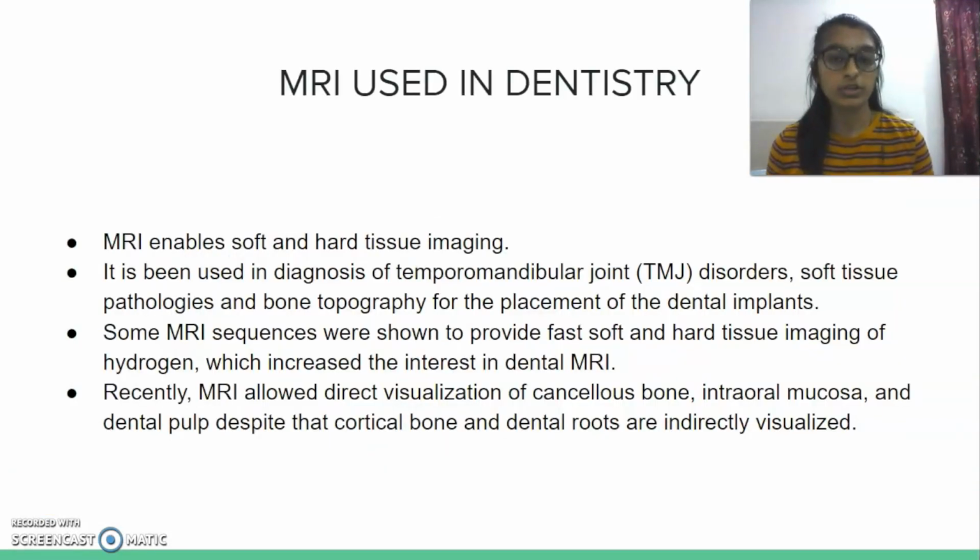I'm sure most of you didn't know that MRI is also used in dentistry. It is used to enable soft and hard tissue imaging. It is also used in diagnosing temporomandibular joint disorder, soft tissue pathology, and bone topography for placement of dental implants. Some MRI sequences were shown to provide fast soft and hard tissue imaging of hydrogen, which increases the interest in dental MRI. Recently, MRI allowed direct visualization of cancellous bone, intraoral mucosa, and dental pulp. Despite that, cortical bone and dental roots are indirectly visualized.